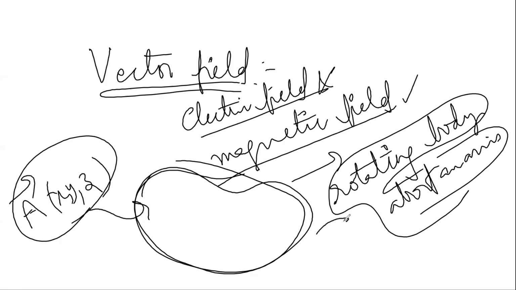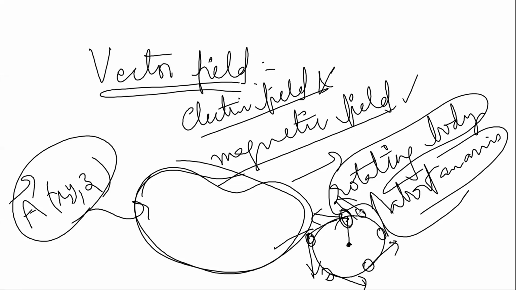So the body is rotating with respect to this axis. This is the center, outward direction. Here there is one velocity, here there is one more velocity. Here it will be in the tangential direction. In this way, we can give the directions of velocities. So the velocity is different in different directions based on the positions. So this can be treated as a vector field.